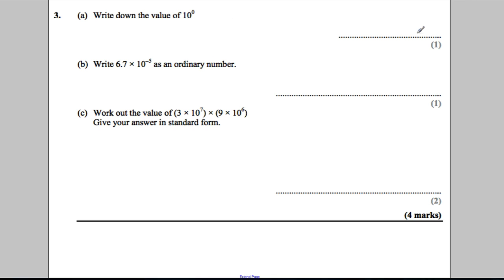Okay, 10 to the power of 0. Anything to the power of 0 is 1. Write this as an ordinary number. Well, this negative 5 tells us there are 5 zeros. 1, put a point after it. 2, 3, 4, 5, and 6, 7, like that.